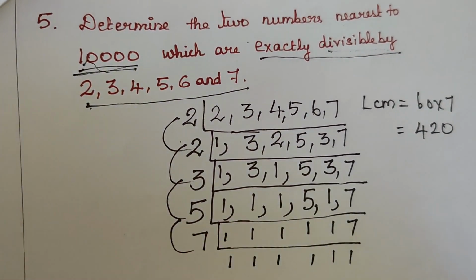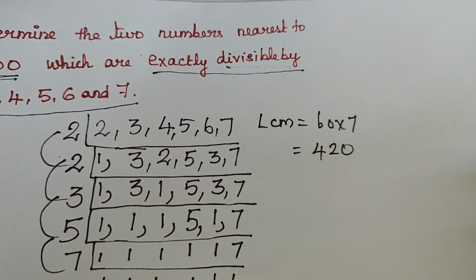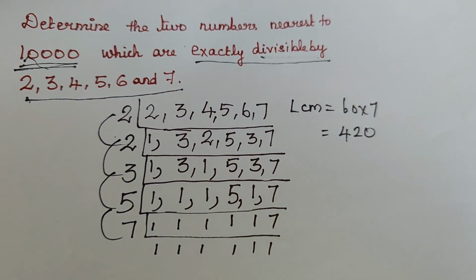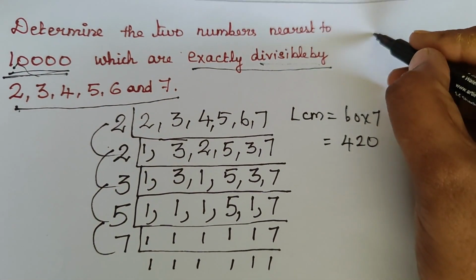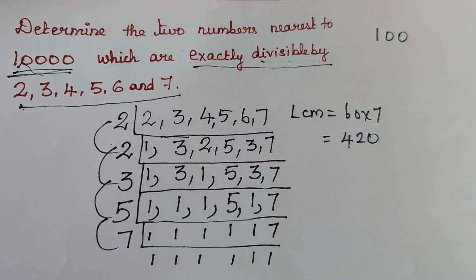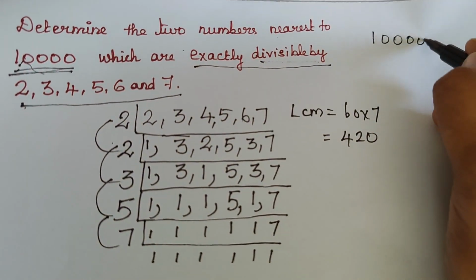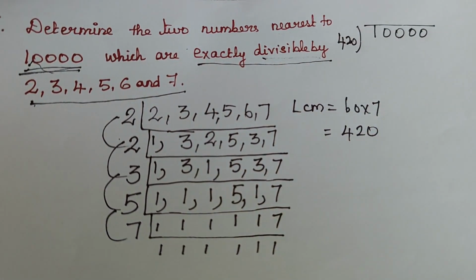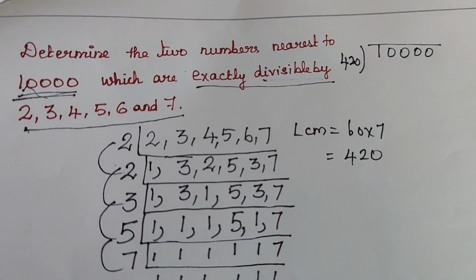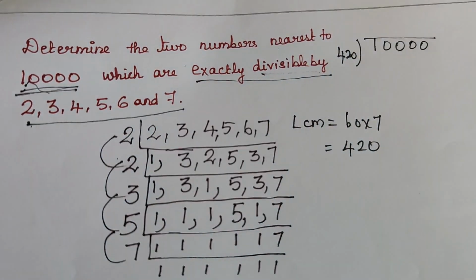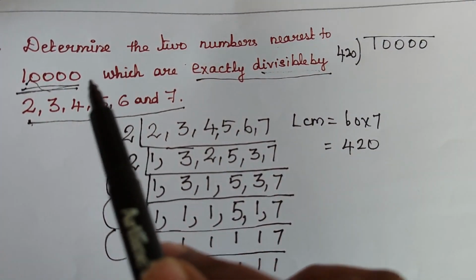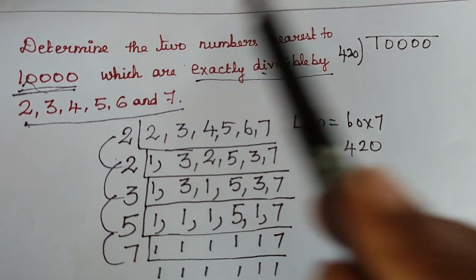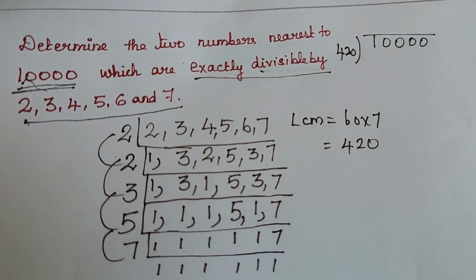So we are going to find two nearest numbers, that is one number below 10,000 and one number above 10,000. So we will first find the number below 10,000 which is divisible by 420. 10,000 divided by 420. Our target is to find a number below 10,000 divisible by 420. Why divisible by 420? Because these numbers divide 420, so 420 divides that particular exact number.